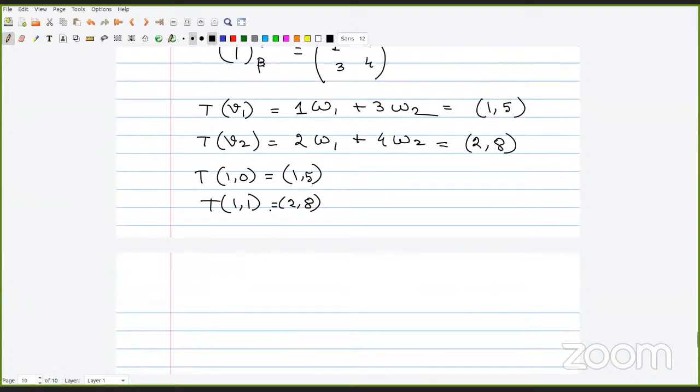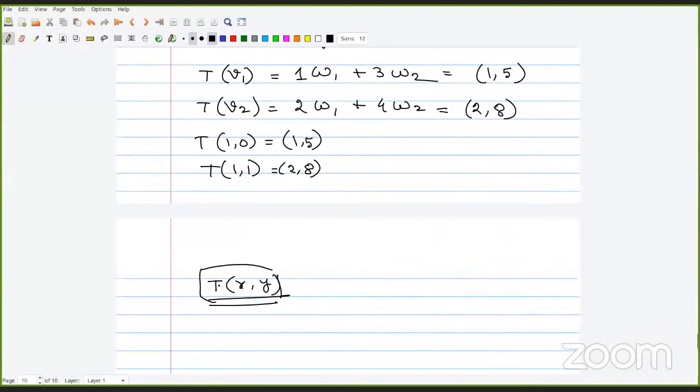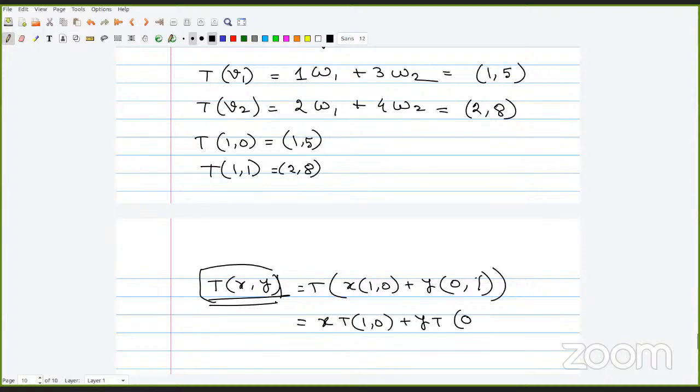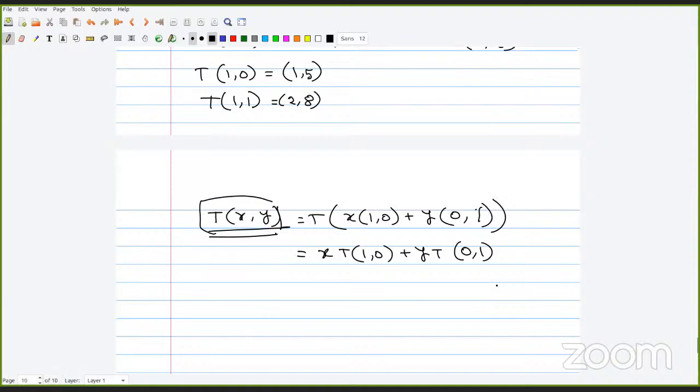Clear. Okay, now I want to find what is T of x y. Let me write. So T of x y, I can write it as x into 1 comma 0 plus y into 0 comma 1. Let me do it a little differently. So I can break it down to T of 1 comma 0 plus y going with the standard basis order. Standard basis. Okay, I want to find what is T of 1 comma 0 and 0 comma 1.